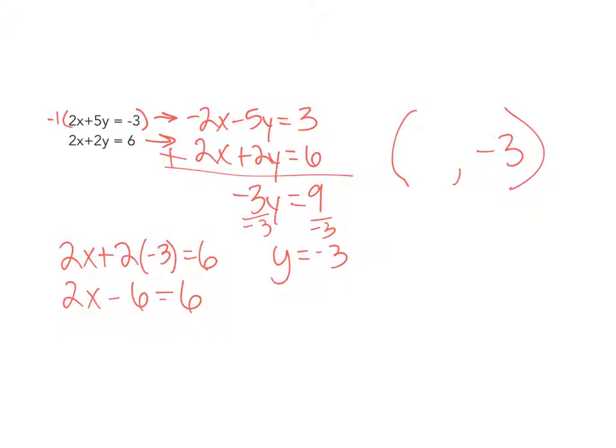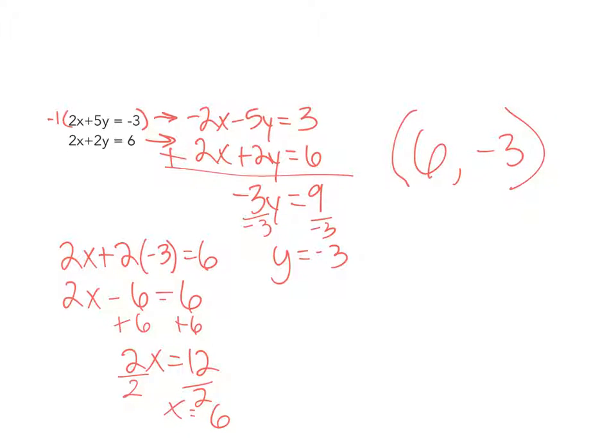Okay. Add 6 to both sides. 2x equals 12. And my x is what? 6. Now I'm finished with my ordered pair. Okay. Cool. So that one was nice.